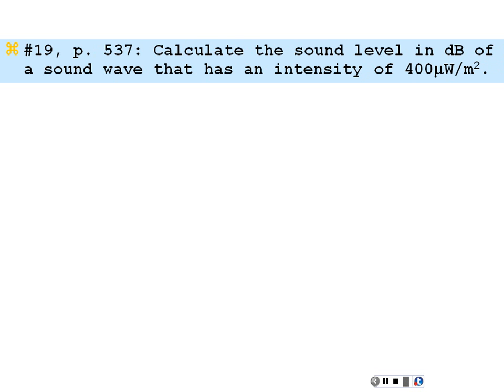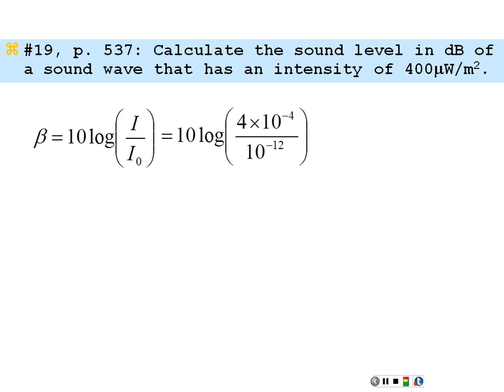Let's try this out. Calculate the sound level in decibels of a sound wave that has an intensity of 400 microwatts per meter squared. Intensity level is 10 times the log of intensity over intensity naught. In this case, that's going to be 10 log 400 microwatts, which is 4 times 10 to the minus 4 watts per meter squared, and our reference intensity is 10 to the minus 12 watts per meter squared. So we have 4 times 10 to the 8, which we could separate as 10 log 4 plus 10 log 10 to the 8, which if we did that on the calculator, we would get 86 decibels.